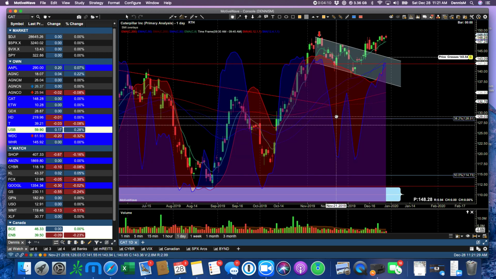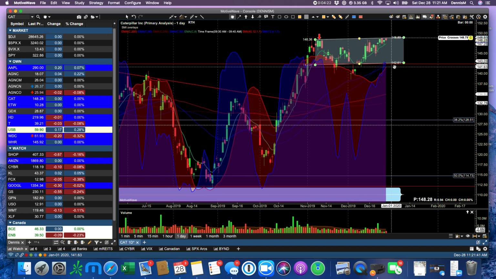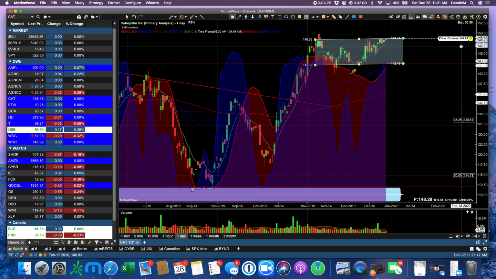Caterpillar, just sort of not doing anything. Pulled out of this bull pennant. Now on a little bit of a wedge up, so we can say now that we're watching a trending channel. And we're going to be looking for price crossing the top of that channel for any breakout in Caterpillar.